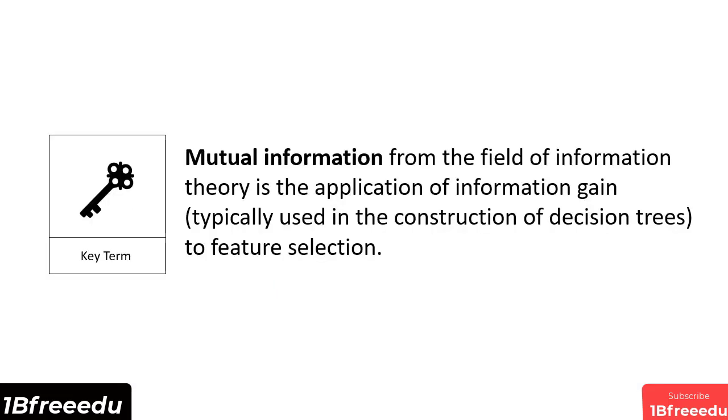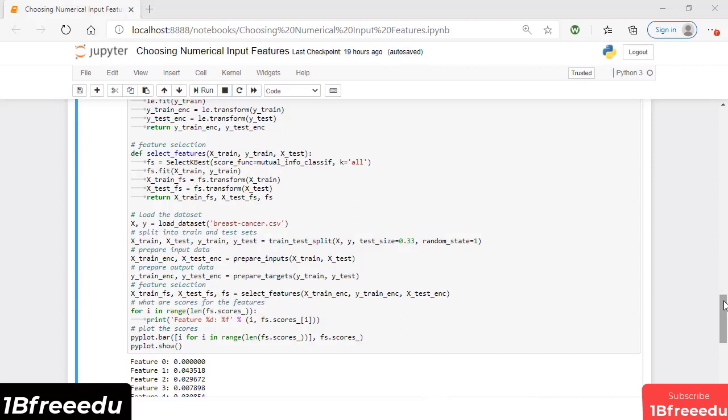Mutual information from the field of information theory is the application of information gain, typically used in the construction of decision trees, for feature selection. Mutual information is calculated between two variables and measures the reduction in uncertainty from one variable given a known value of the other variable. Mutual information is straightforward when considering the distribution of two discrete categorical or ordinal variables, such as categorical input and categorical output data. Therefore, it can be adapted for use with numerical input and categorical data.